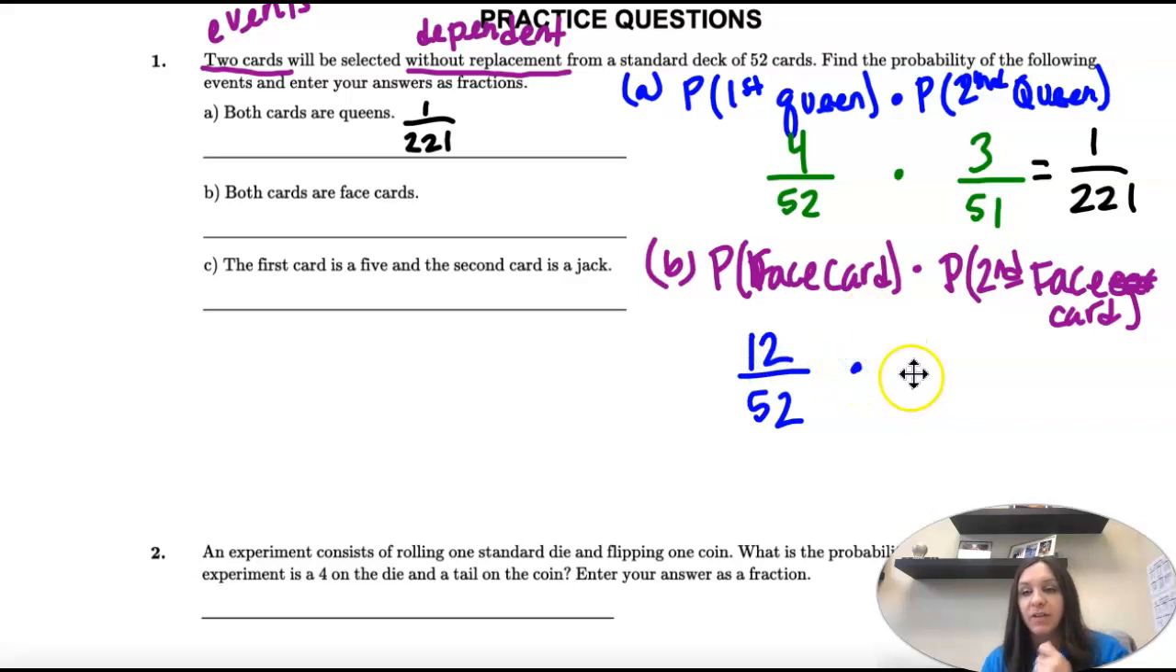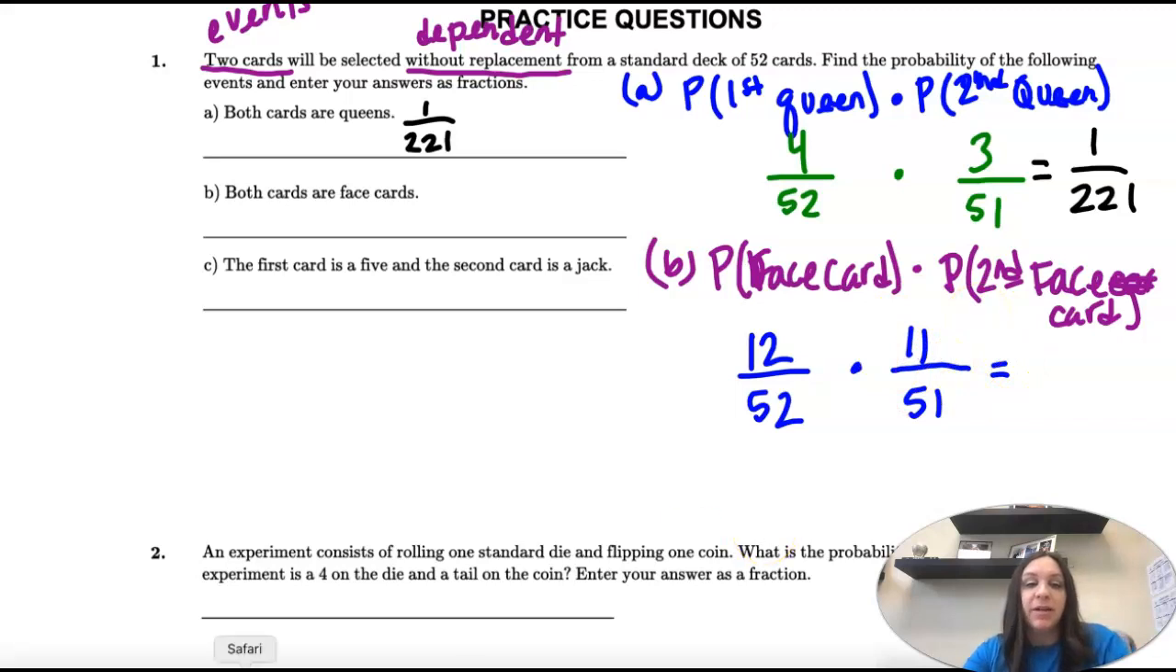Okay, so I draw my card. I have 1 face card in my hand. How many cards are left in the deck? 51. There's 1 in my hand. How many face cards are left? 11, because there's 1 in my hand. I want to draw 2 face cards. So see how this second probability is changing based on the first. Our totals are changing. That's dependent.